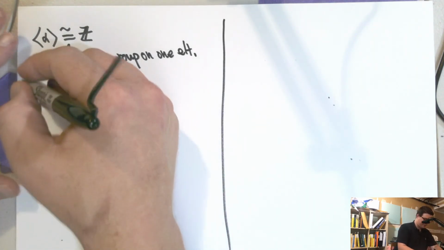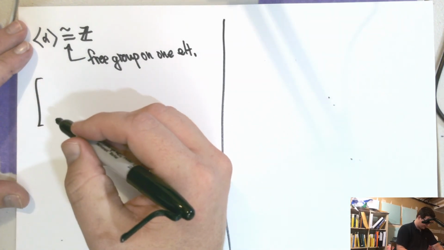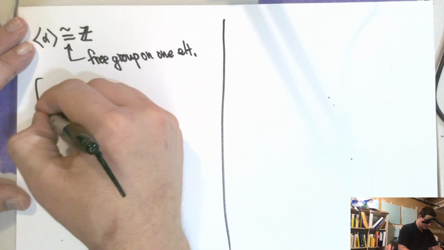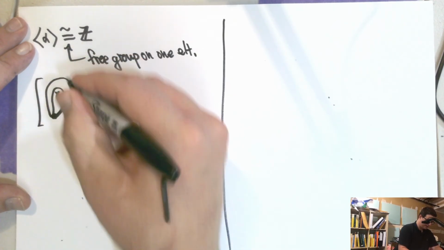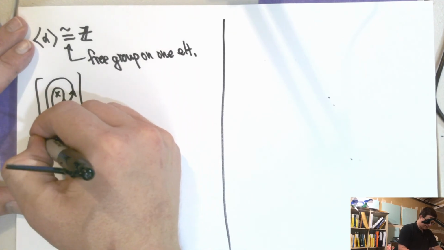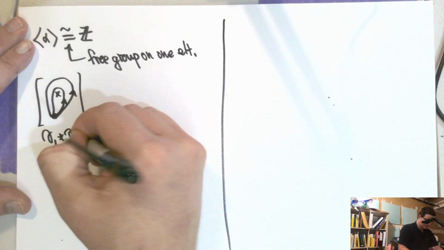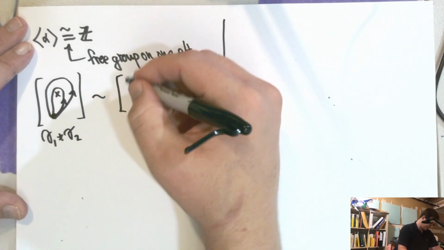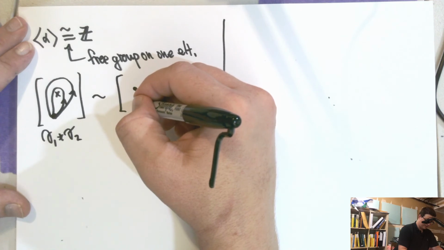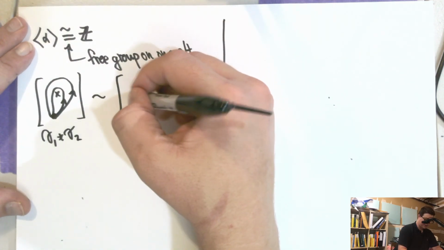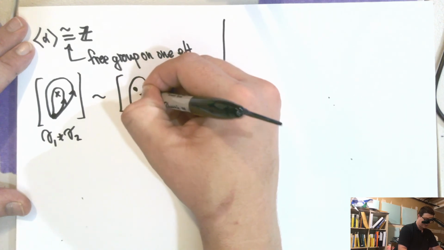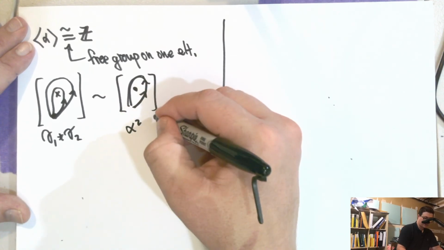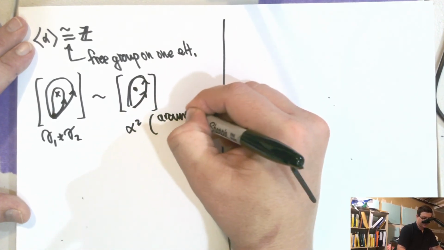For example, if I took this path here, I went around this loop, and then I went around this loop again. So this is, say, gamma 1 star gamma 2. This thing is equivalent to, well, it's hard to write it like this. So this is really alpha squared. It goes around twice.